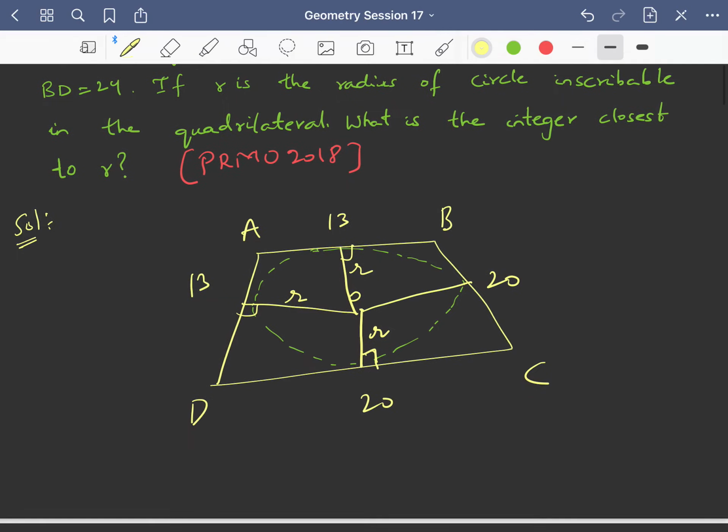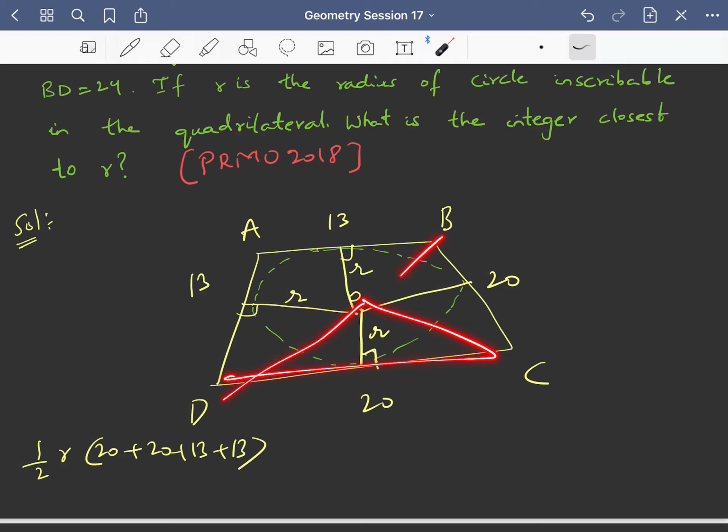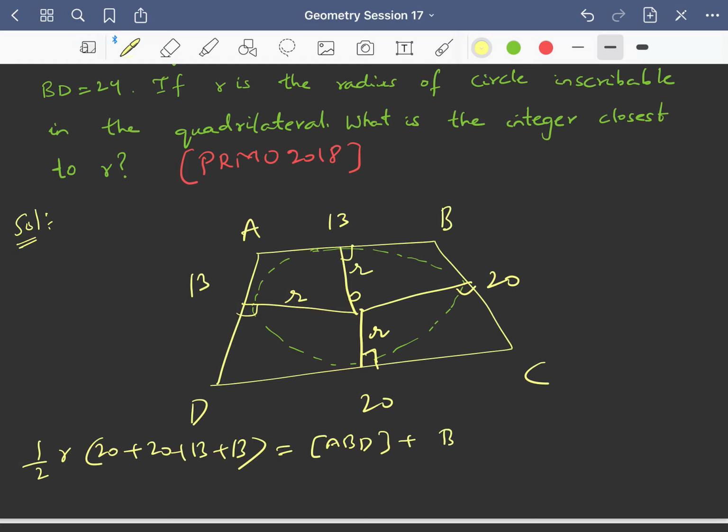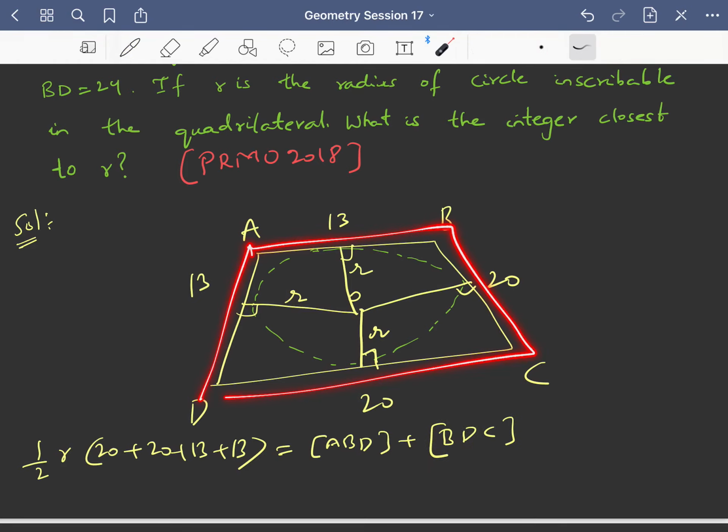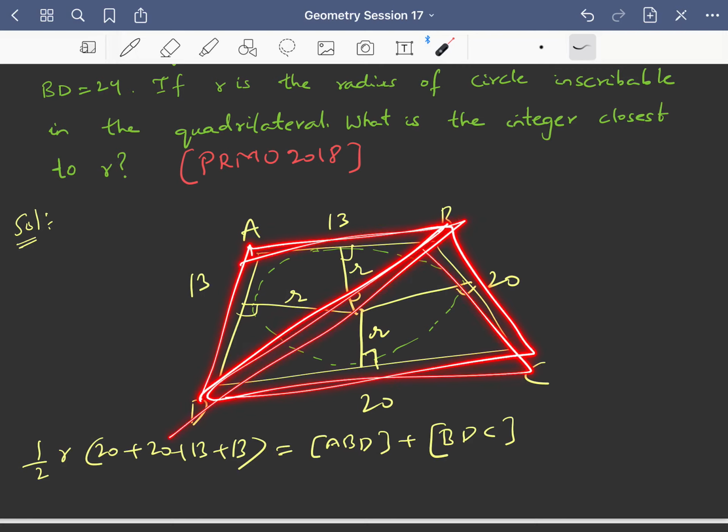And now we will simply write the areas of the smaller triangles, that is BOC, DOC, AOB and AOD. So that will be half times R times 20 plus 20 plus 13 plus 13. This is the area of all the smaller triangles, half base into height, since this is perpendicular. Now this is equal to the area of triangle ABD plus the area of triangle BDC, because the area of the entire quadrilateral I can split into the area of two triangles ABD and BDC.